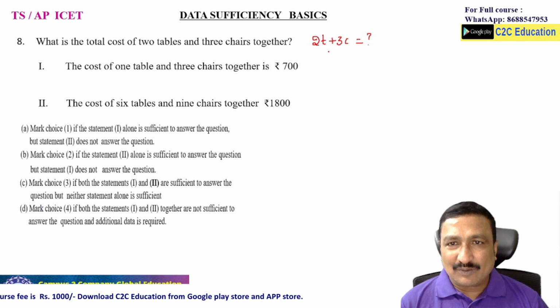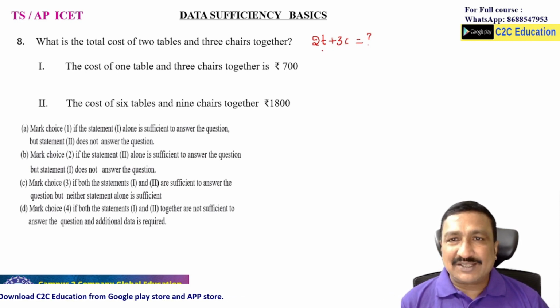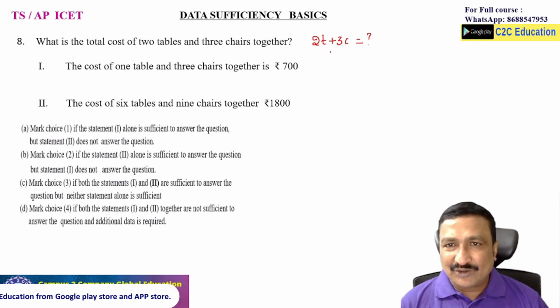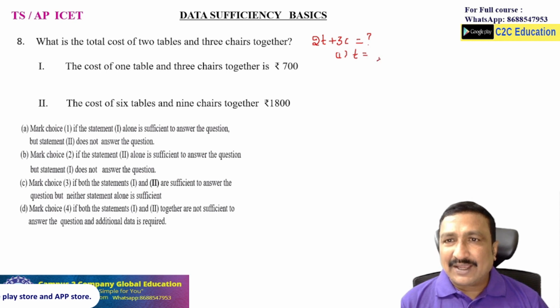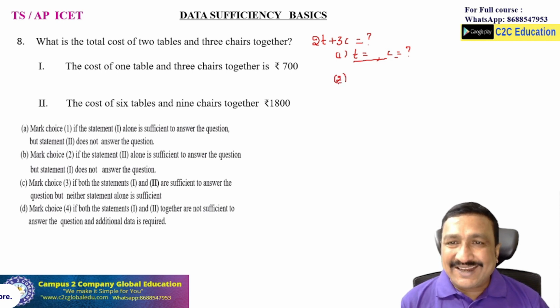So there are 2 cases. One is if you know the table cost and the chair cost, we can find the answer. Second case, if you have any information indirectly in terms of 2T plus 3C, we can also find it. In these 2 cases we can find the answer. First, if you know the table cost directly and chair cost directly, then you can find the answer. And second, if you have any indirect relation in terms of 2T plus 3C, then also we can find the answer.